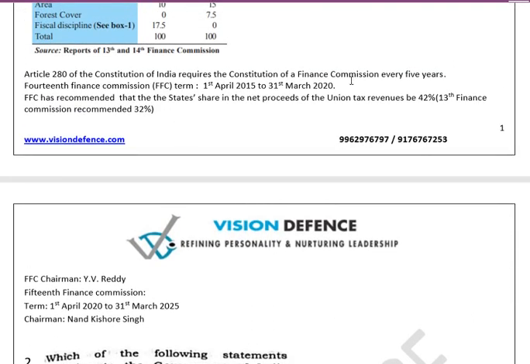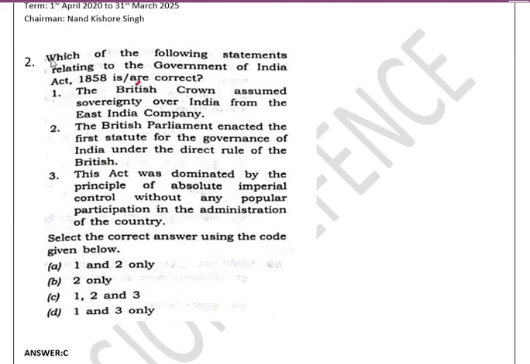Some points about the Finance Commission. The Finance Commission is constituted under Article 280. It is a constitutional body. The 14th Finance Commission's term is from April 2015 to 2020, and it has recommended 40% of tax proceeds to the states. Now let us go to the second question.